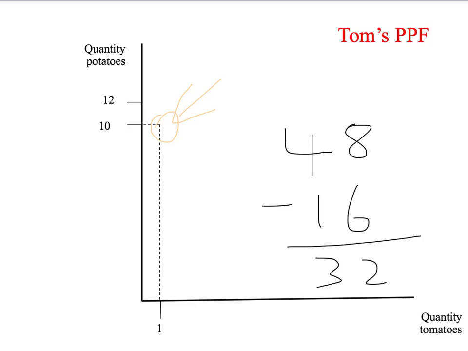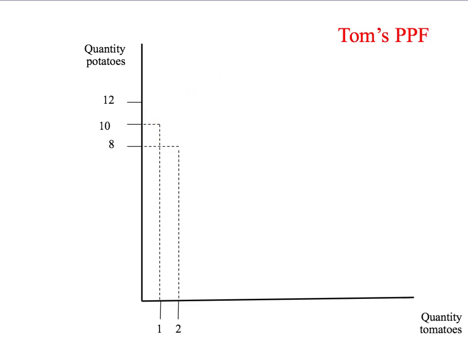How do we show that bundle on our diagram? Well, it's just this point up here, where we have 8 kilograms of potatoes and we've got 2 kilograms of tomatoes. So this point, or this bundle here, is just another point on Tom's Production Possibilities Frontier.